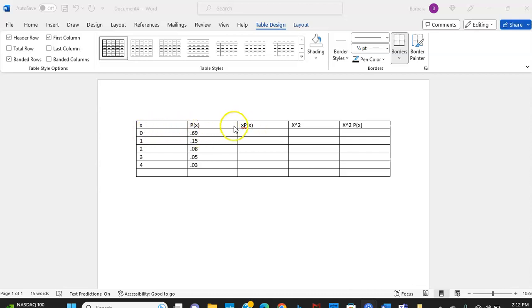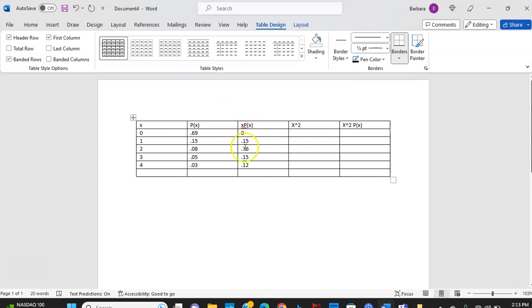So 0 times 0.69 is 0. Now, of course, you did this as you were finding the mean, but this is also part of the process of standard deviation. We could take a shortcut, but just in case you're given a problem where the only thing you want is the standard deviation, let's realize you've got to find the mean first as well. So 1 times 0.15 is 0.15. 2 times 0.08 is 0.16. And 3 times 0.05 is 0.15, and then 4 times 0.03 is 0.12.